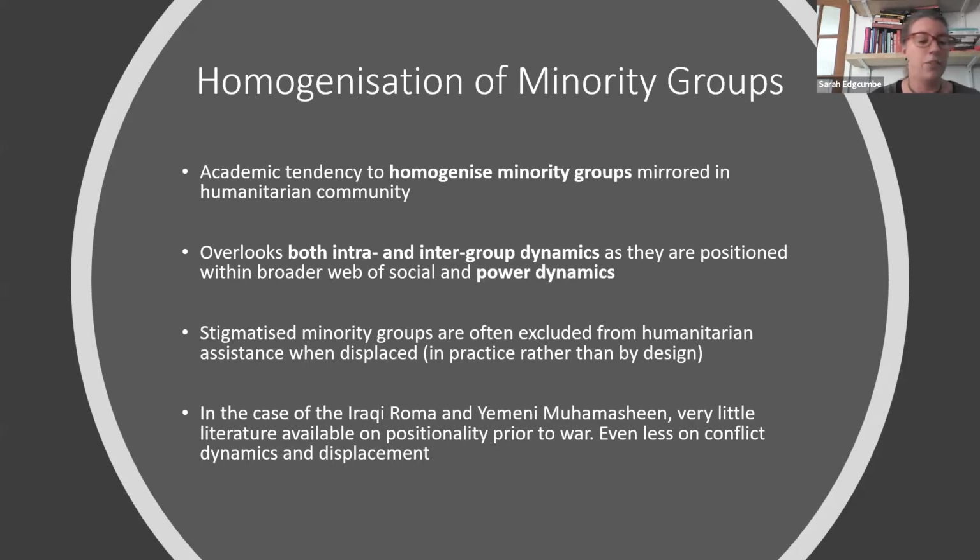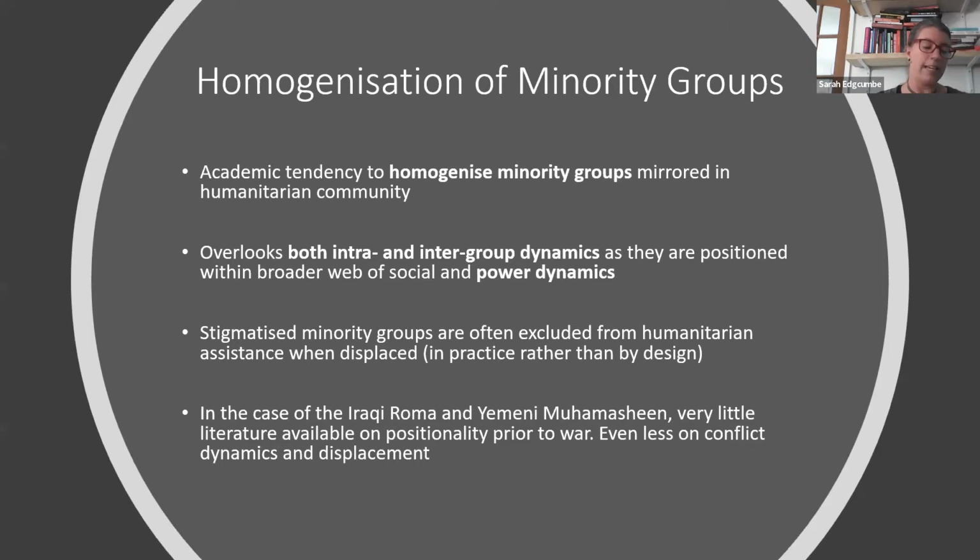So within academic literature on peace and conflict and IDP protection, minority groups are often homogenized, and there's this belief that minority status is conflated with a uniformly experienced system of marginalization. And humanitarian reports and research often tend to mirror that trend as well. But to homogenize minority groups is to overlook both intra- and intergroup dynamics as they are positioned within a broader web of social and power dynamics. So much like Mackenzie and Nasim just pointed out, there are all these extra factors which contribute to different experiences of vulnerability. And that's something that isn't taken into account often enough.